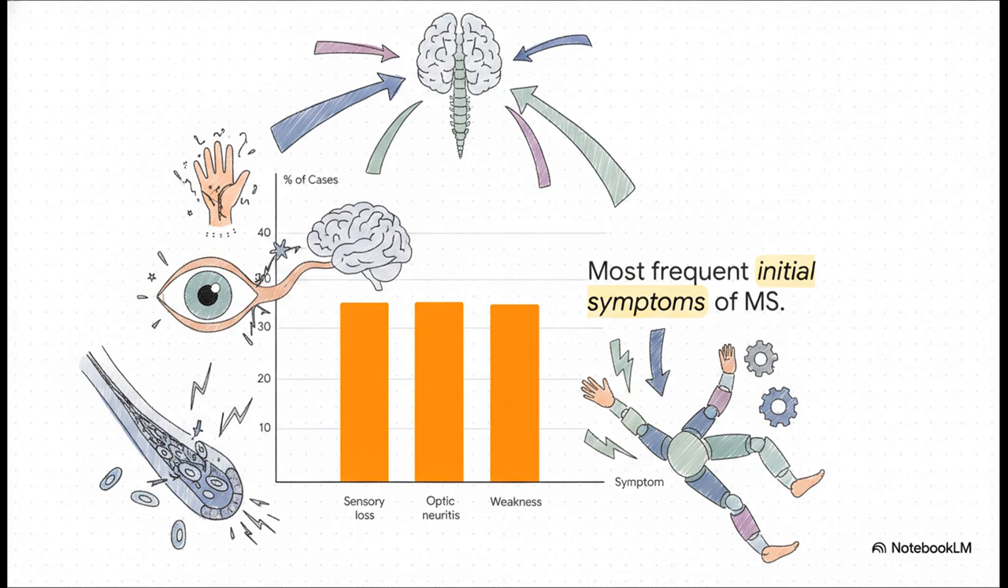Now, I want you to mechanistically anchor these symptoms. If our rogue immune cells attack the myelin of the optic nerve, you get optic neuritis, right? Unilateral eye pain and vision loss. If they attack the sensory tracts down in the spinal cord, you get numbness or paresthesias. And if they hit the corticospinal tract, you get classic upper motor neuron weakness. It all comes back to anatomy. Structure dictates function, and where the demyelination happens dictates the symptom.